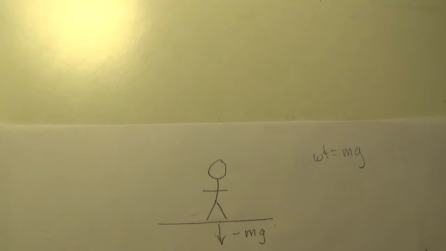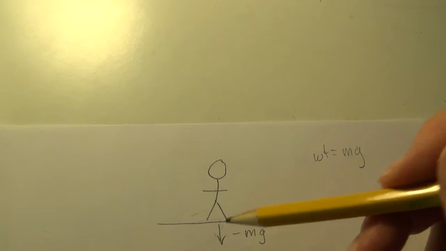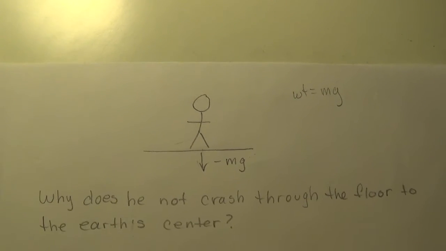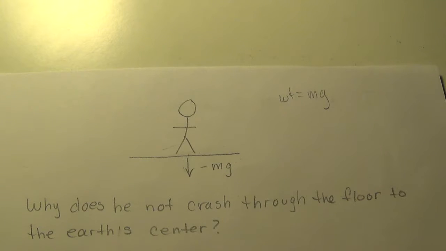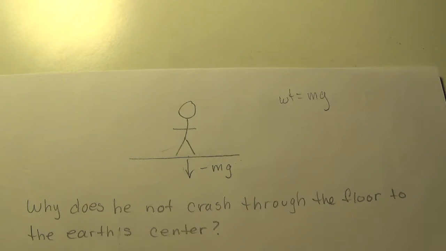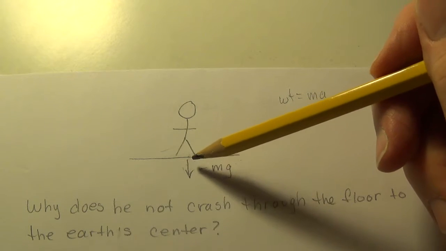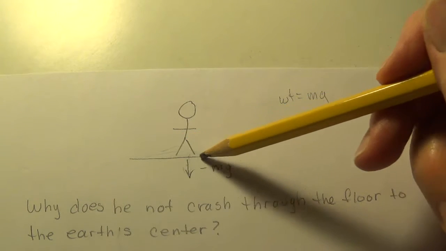So, my question for you, if there is all this force provided by his weight, why does he not crash through the floor to the Earth's center? Because that's where gravity is drawing every object. So why does he not crash on through the floor and keep on crashing through everything? Why isn't this force pulling him through this surface?